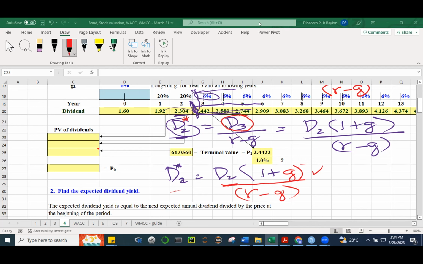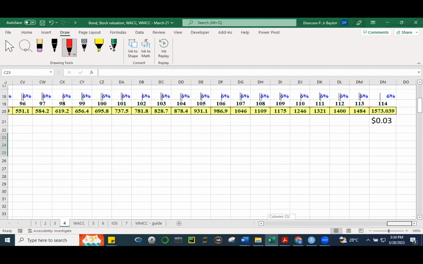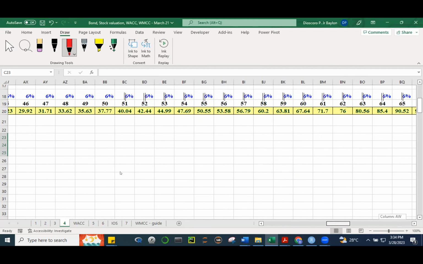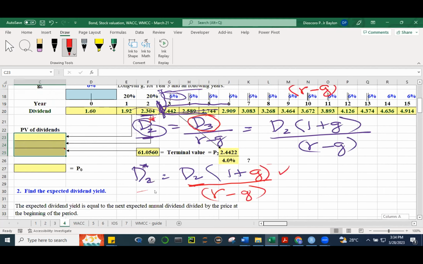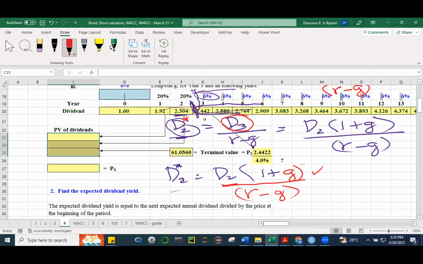Answer, please. Kindly chat your answer, please. What value are you getting? After you have set up these dividends, you notice, of course, they will increase over time because it's growing by 6% every year. In fact, after 114 years, the dividend will already be equivalent to 1573. We can get, of course, the present values of each.